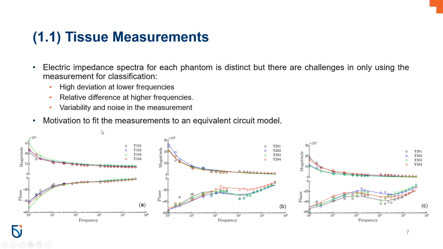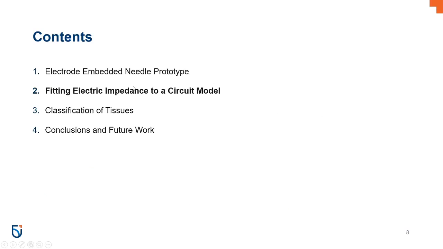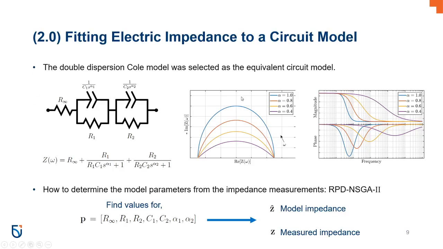So there's a motivation to fit these measurements to an equivalent circuit model, such that we get these fit lines that run through the measurement points to smooth out some of that noise. In order to fit the data with this equivalent circuit model, we decided to go with the double dispersion Cole model, as it had a relatively good fit to our data.